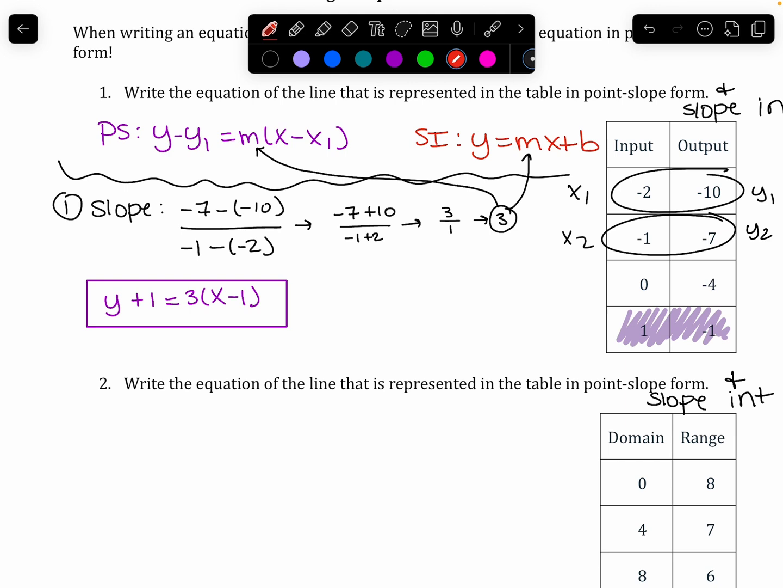Now, if I wanted to write my equation in slope-intercept form, I would need to make sure that my y-intercept was in my table. And your y-intercept is always where your x value is 0, which happens to be here in my table. That is not what I wanted. I wanted u.